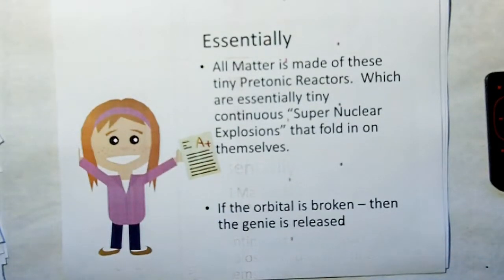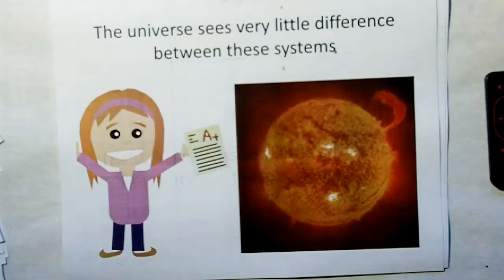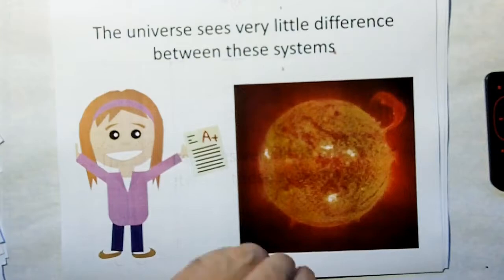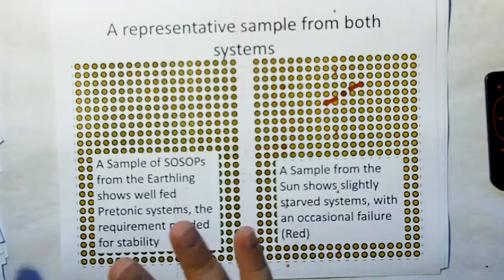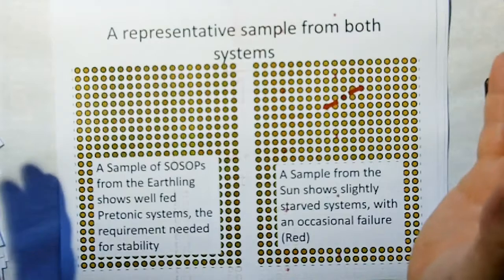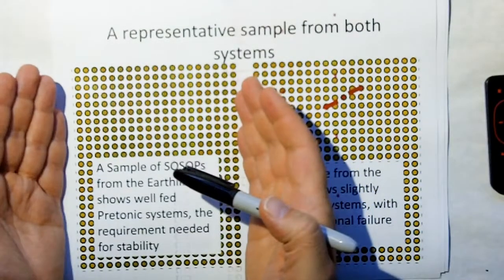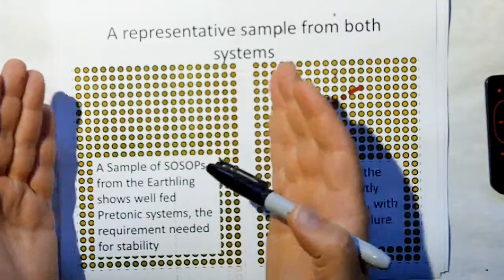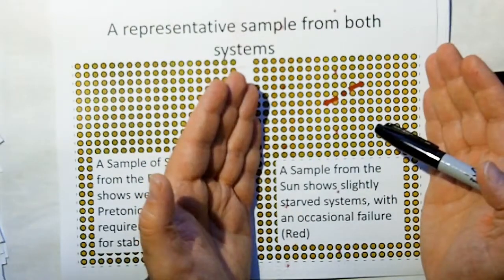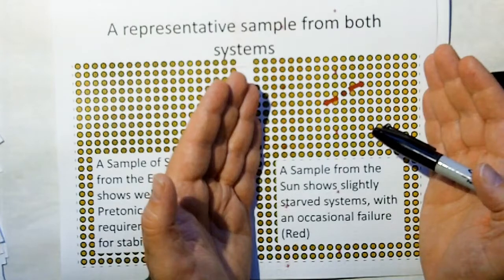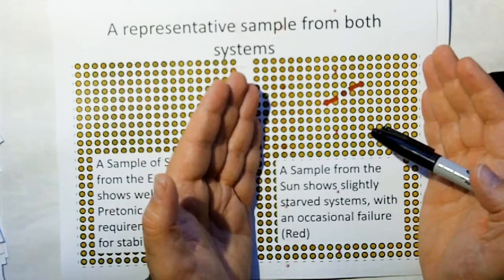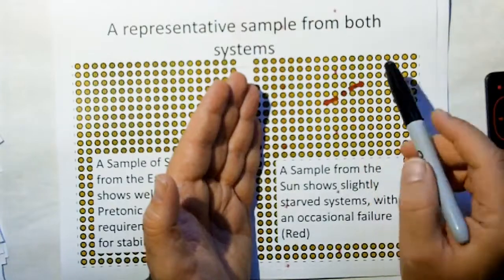Essentially, all matter is made of these tiny pretonic reactors, which are essentially tiny, continuous supernuclear explosions that fold in on themselves. If the orbital is broken, then the genie is released. The universe sees little difference between these two systems, whether you've got the earthling or the matter that makes up a star. If we took a representative sample of the orbitals from both systems, you'd see in the earthling that all of the systems are well fed and stable. On the surface of the sun, you've got a lot of mass competing for the same amount of ether. Somebody ain't going to get fed, and that somebody is going to blow apart.